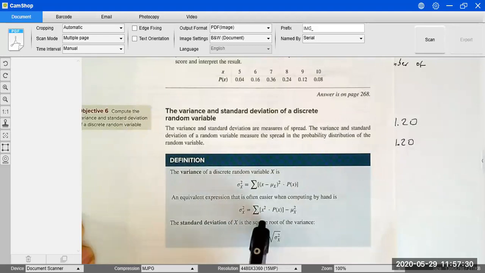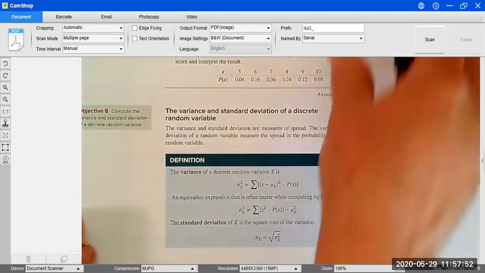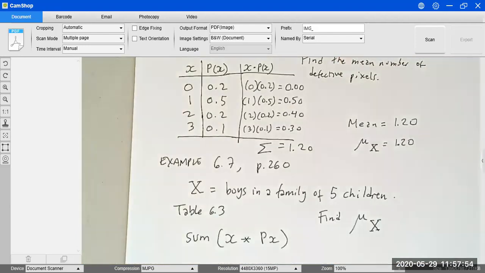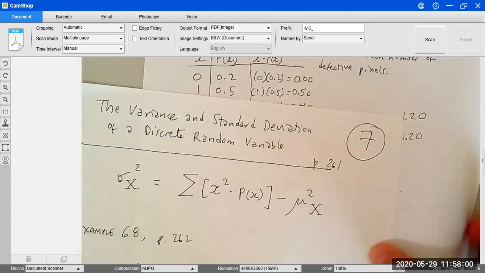You can see that instead of multiplying x and p of x, now you're going to multiply x squared and p of x. You're going to add all those values, but you need to subtract the square of the mean that you computed from a previous step to get the variance. So we're going to solve an example to apply this formula.